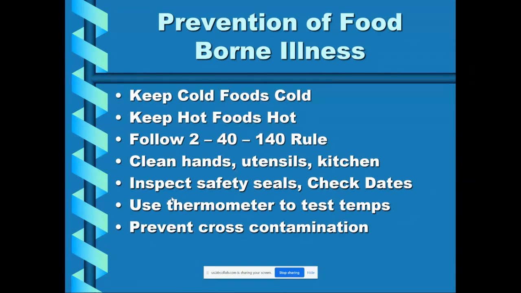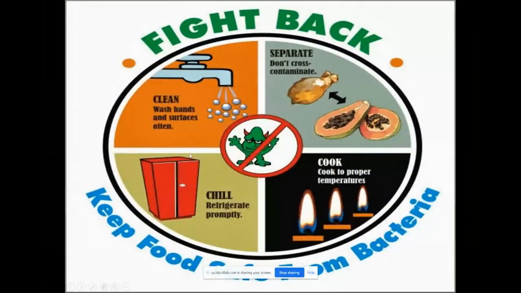Does anyone have any other recommendations to prevent foodborne illness? Check your dates. Oh, I was going to show you what temperature to cook the meat to. So here, clean your hands and surfaces. Don't cross-contaminate. Don't put raw chicken in your food that you're going to consume without cooking it. Cook it to proper temperatures. Keep it chilled in your refrigerator or freezer.